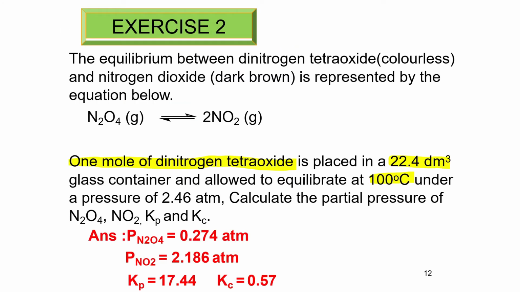Okay, for this exercise, ini yang kita start masa kelas online kita. Okay, exercise 2. You are given 0.1 mole of dinitrogen tetroxide, okay, and then it is placed in 22.4 cubic decimeter glass container and allowed to equilibrate at 100 degrees Celsius under a pressure of 2.46 atm. Calculate the partial pressure of N2O4, NO2, and Kp and Kc.